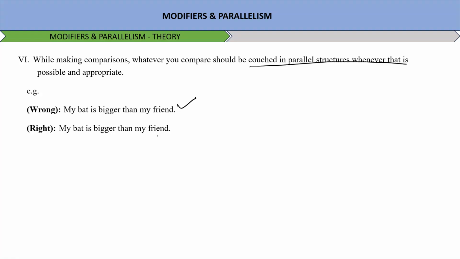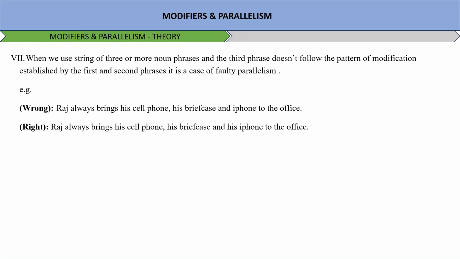Okay. Next, whenever we use string of 3 or more noun phrases and the third phrase doesn't follow the pattern of modification established by the first and second phrases, it is a case of faulty parallelism. Raj always brings his cell phone, his briefcase and iPhone to the office. Raj always brings his cell phone, his briefcase and his iPhone to the office. His cell phone, his briefcase and his iPhone, not only iPhone.